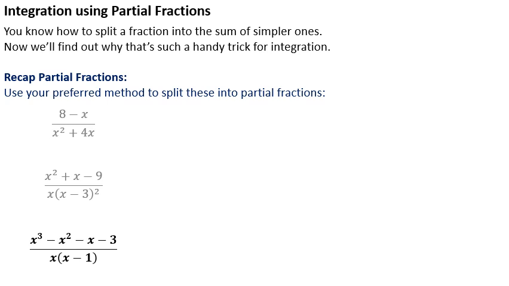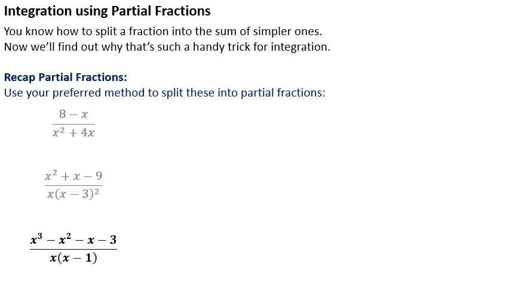The third example is a little bit different. The numerator has a cubic, a polynomial of order 3, and the denominator is a quadratic, a polynomial of order 2. So this one is most definitely a top-heavy fraction, an improper algebraic fraction.